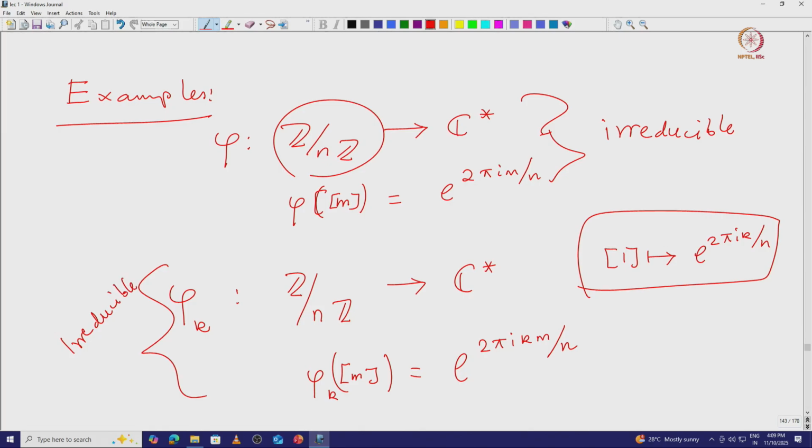Later we will actually prove that. We can take this k to be between 0 and n minus 1. We will prove that these are the only irreducible representations of Z modulo nZ, and all other finite dimensional representations will be direct sums of these one dimensional irreducible representations.